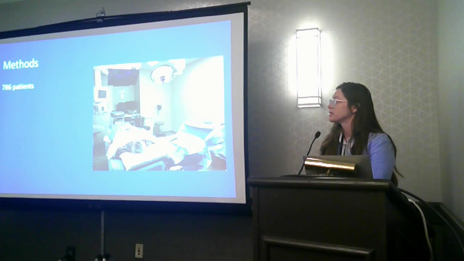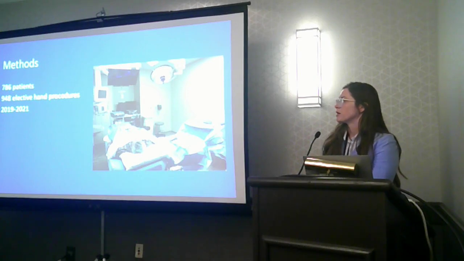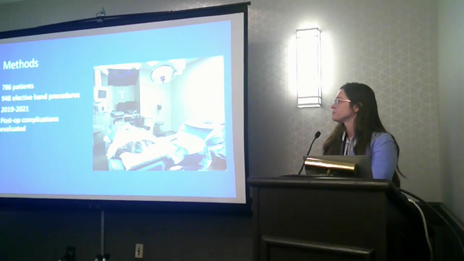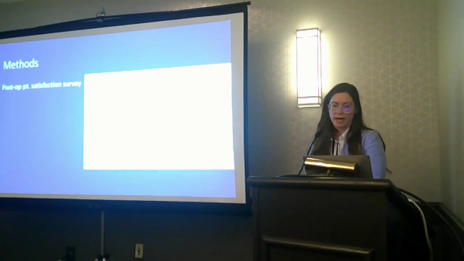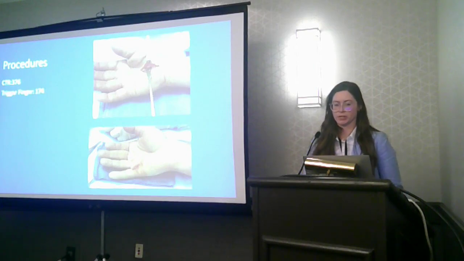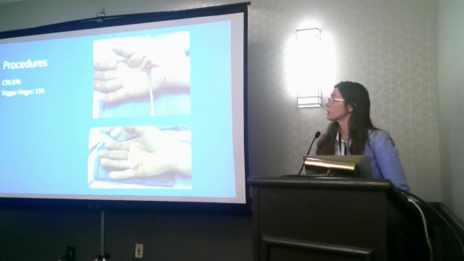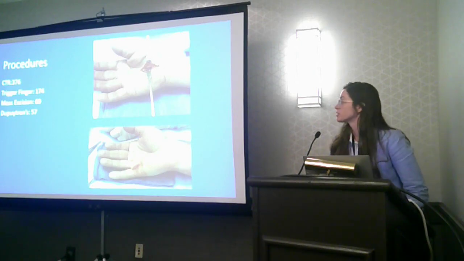Methods: we had 786 patients and 948 elective hand procedures, done between 2019 and 2021. We were looking at post-operative complications. We had a post-operative patient satisfaction survey, and the infection rate was evaluated. We had 376 carpal tunnel procedures, 174 trigger finger, 69 mass excisions, and 57 Dupuytren's. As you can see, carpal tunnel and trigger finger were the most common procedures included.